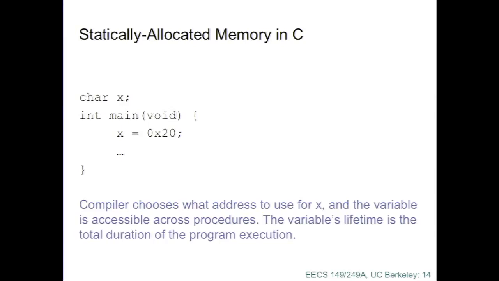So what do we mean by statically allocated memory in C? Here's a short C program, and here char is a data type that refers to an 8-bit quantity, because an ASCII character is 8 bits. The variable x is being declared outside of any procedure, so by definition in C, that is a statically allocated variable. That means the compiler chooses a memory location for that variable, and for the entire execution of the program, x will be at that memory location. That's what it means, very precisely. So when I assign 0x20 to x, I'm writing an 8-bit quantity into that 8-bit location at that fixed location chosen by the compiler.